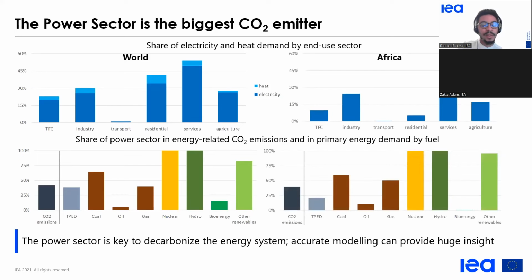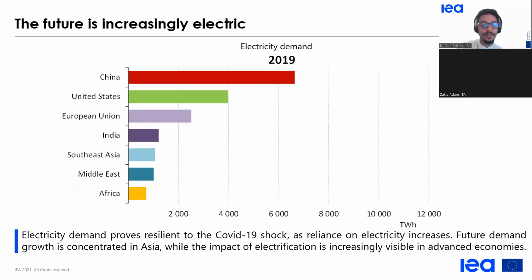But when we look at Africa, we have the same trend, the same orders of magnitude, even though in the residential sector, power only accounts for approximately 5% of the energy demanded, because as you know very well, bioenergy and traditional use of biomass is still the first fuel in the residential needs in Africa. So these are some global pictures.